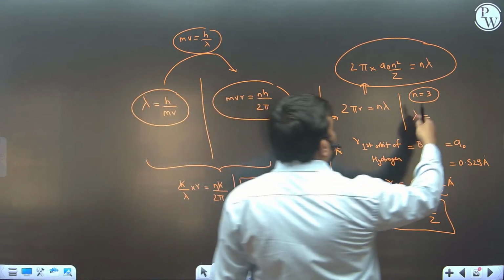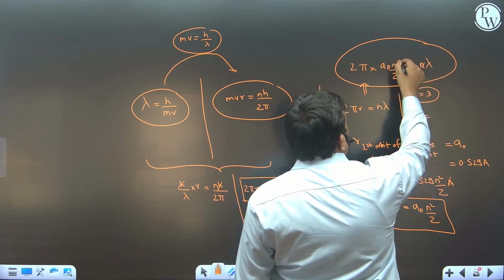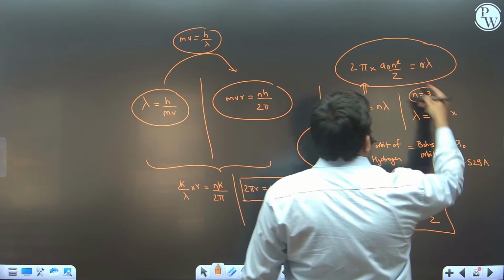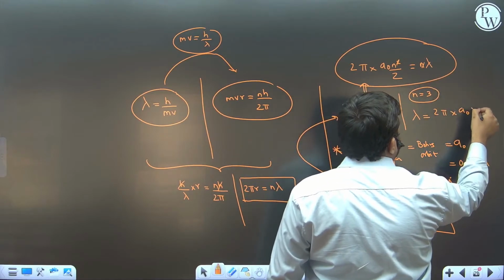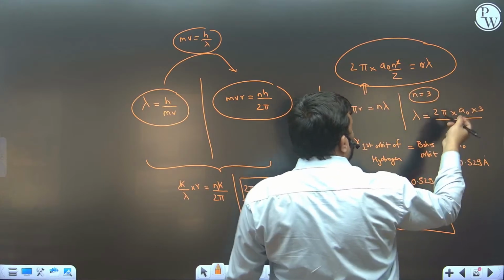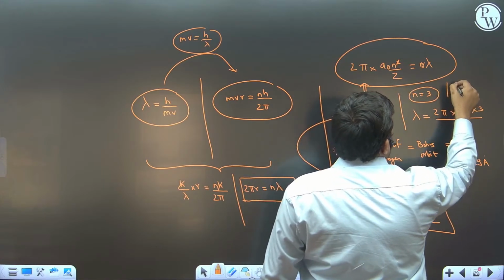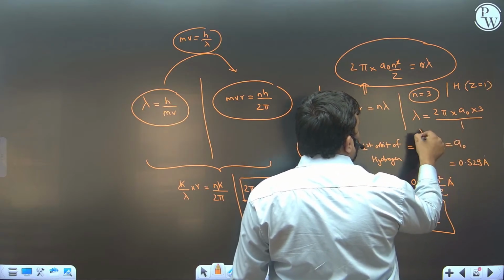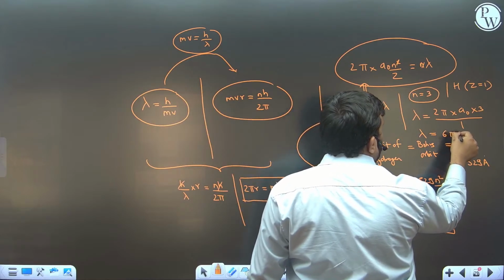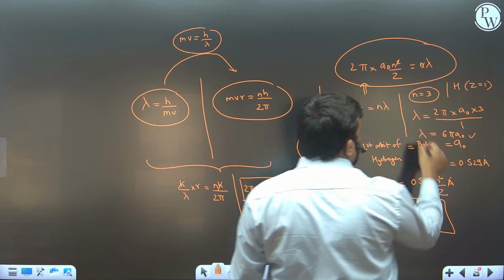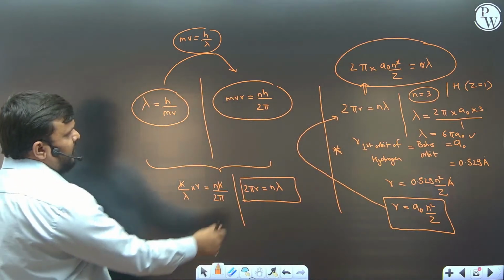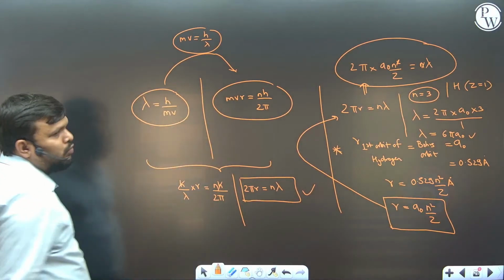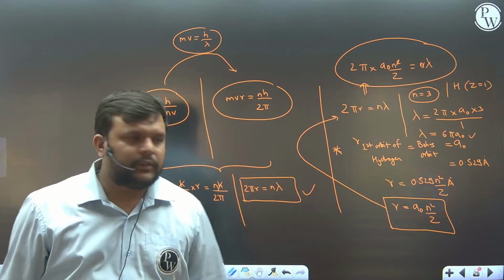So what will be the wavelength? See, n gets cancelled over here. So the value will be 2 pi into A naught, and n value is 3, and this is a hydrogen atom. I think they have taken hydrogen atom. For hydrogen, Z is equal to 1. So lambda we are getting over here is 6 pi A naught. So this was the question they asked in the PYQ. So this is a very important formula, 2 pi r is equal to n lambda, which we got by taking these two formulas together.